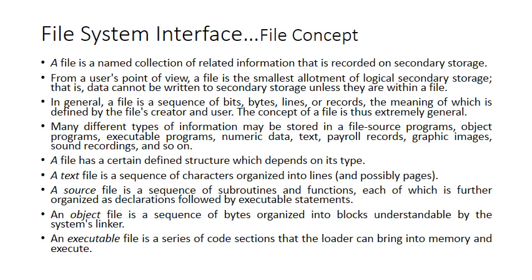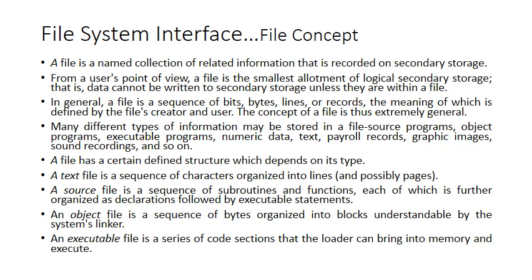A text file is a sequence of characters organized into lines and possibly pages, depending upon the size. A source file is a sequence of subroutines and functions, each of which is further organized as declarations followed by executable statements. This is true with almost all the language programs that you have written so far, be it a C program, C++ program, Java program, or any other program in any programming language.